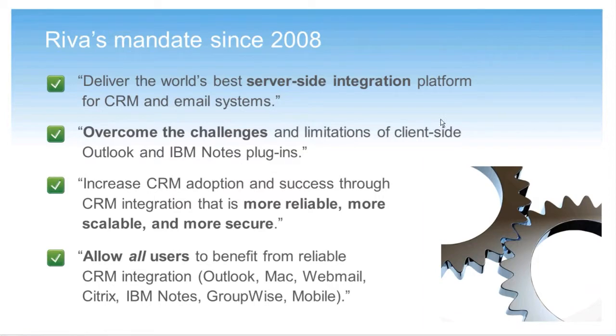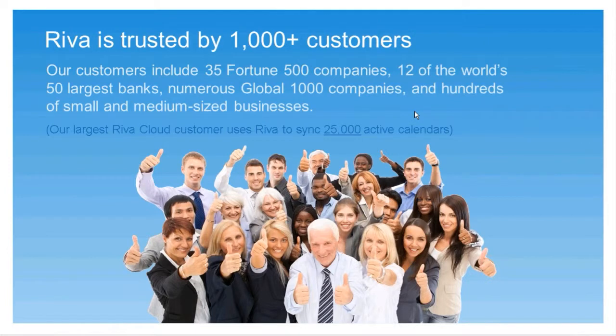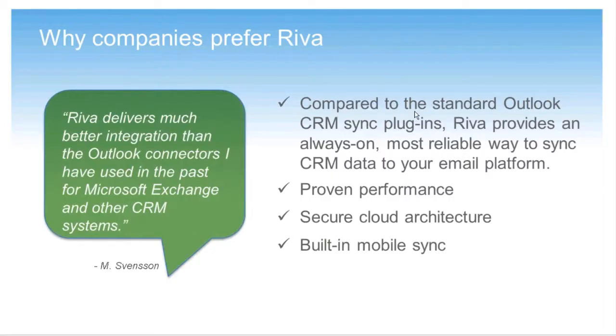We're happy to tell you that we've been successful since the beginning, and we have over 1,000 customers today. Of those customers, a lot of them are large: 35 of the Fortune 500 companies, 15 of the 50 world's largest banks, and then a lot of mixed vertical accounts. To indicate the scalability of Riva, we have a bank that has been synchronizing over 25,000 active calendars for over 2 years. All good news. So why do customers prefer Riva?